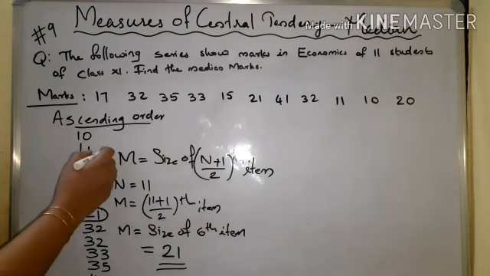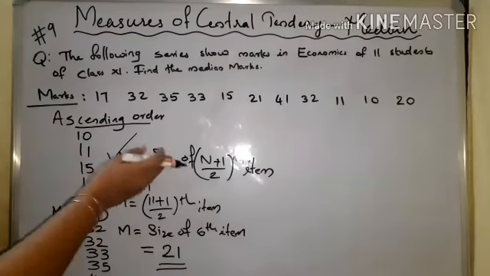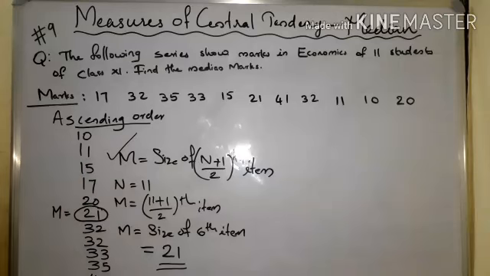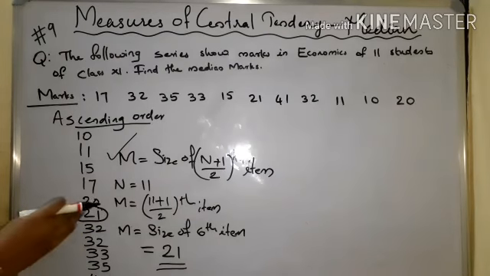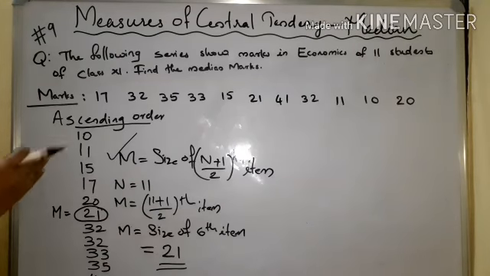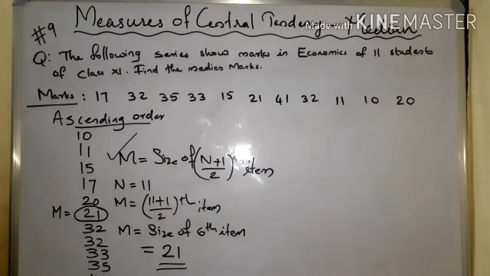Then this is the equation: M is equal to size of n plus 1 by 2th item. This is the item representing the median. So this is not the median value; that item which represents the median class is this M. So the 6th item in this question, 1, 2, 3, 4, 5, 6, represents 21. So the median is equal to 21.